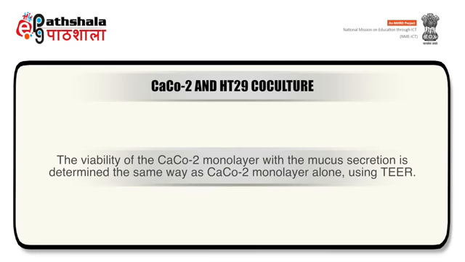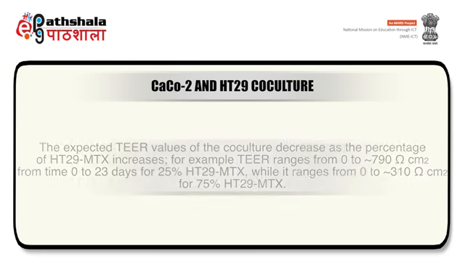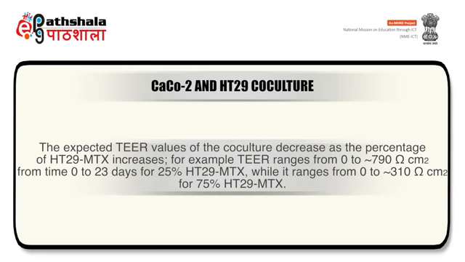The viability of the Caco-2 monolayer with the mucus secretion is determined the same way as the Caco-2 monolayer alone, using TEER. The expected TEER value of the co-culture decreases as the percentage of HT29-MTX increases. For example, TEER ranged from 0 to 790 from time 0 to 23 days for 25% HT29-MTX, while it ranged from 0 to 710 for 75% HT29-MTX.